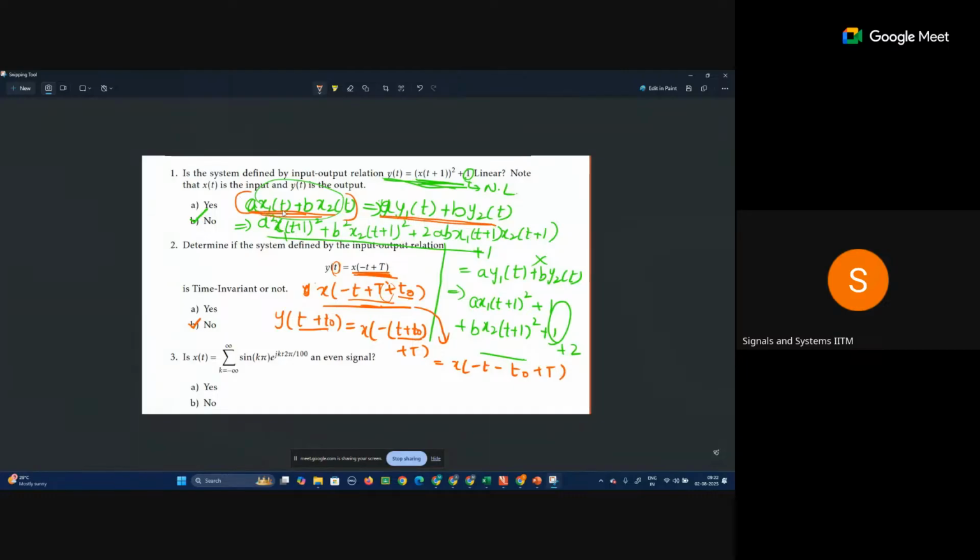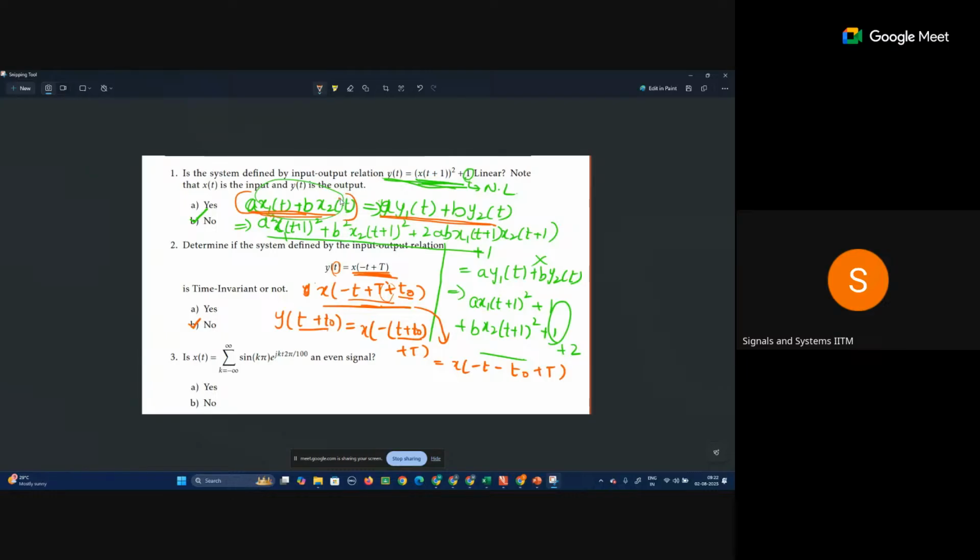So if this is an input, this has to be the output, right? If A x1 of t plus B x2 of t is the input, we are supposed to get output as A y1 of t plus B y2 of t. Am I correct? So, if this is satisfied, it needs to be linear.